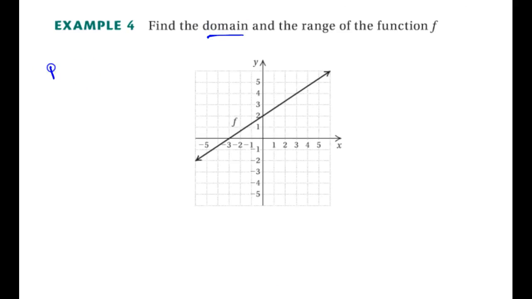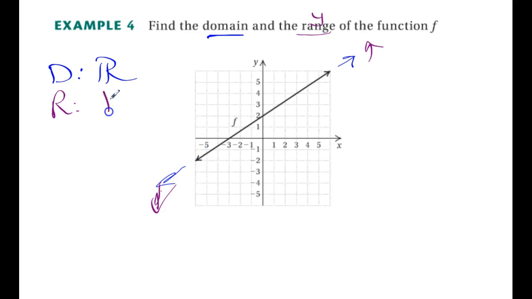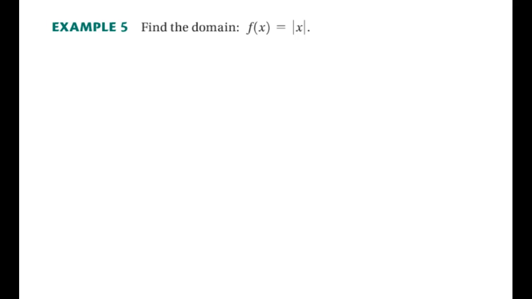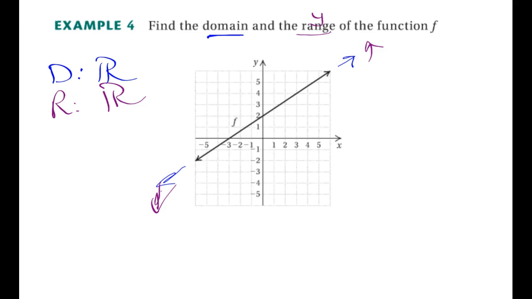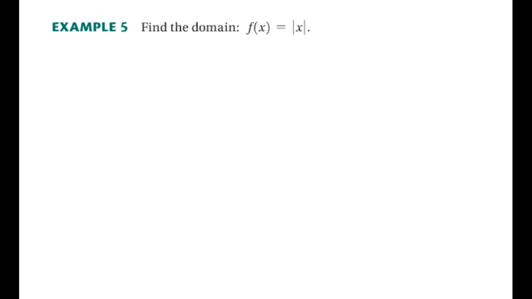The domain here, the x values, would be, again, all reals because it goes forever to the left and forever to the right. The range, the y values, I think is also going forever down and forever up. So I would also say all reals. So it looks like all reals is definitely what it should be for all lines. Any type of a line, domain and range, I think is going to be the same.